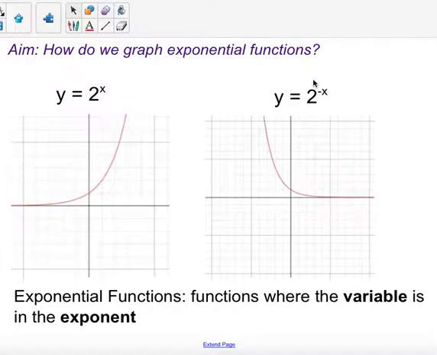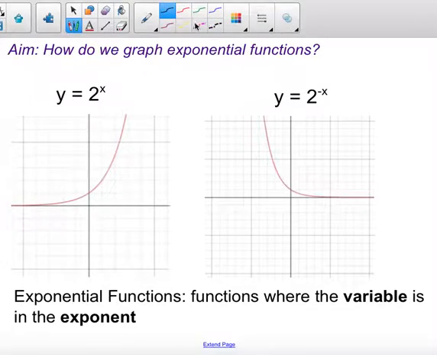Hey friends! With this short video, we're going to do an introduction to one of my favorite units, exponential functions. So what you have on this slide is two exponential functions with their graphs, and an exponential function is any function where we see the variable in the exponent.